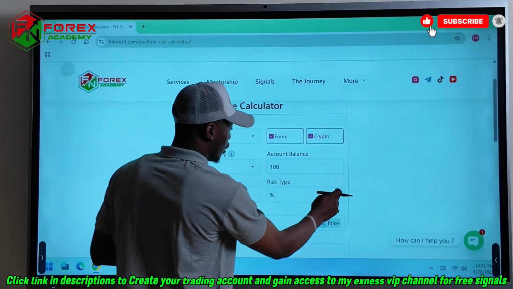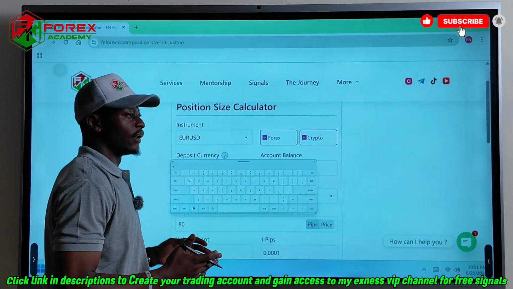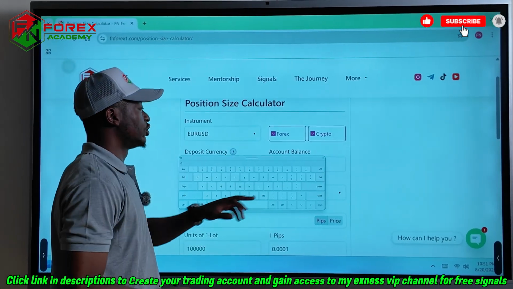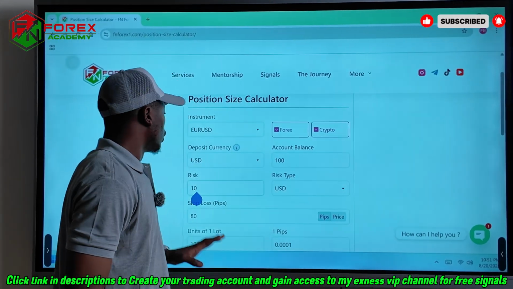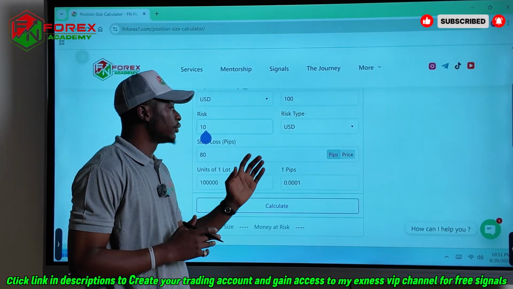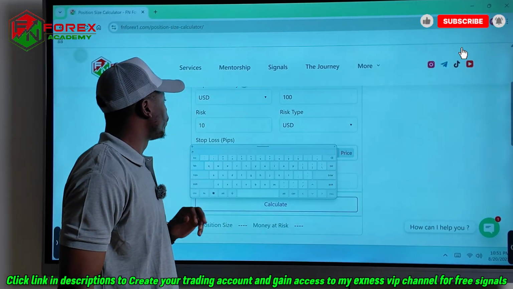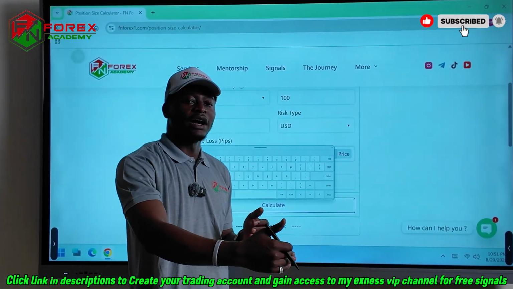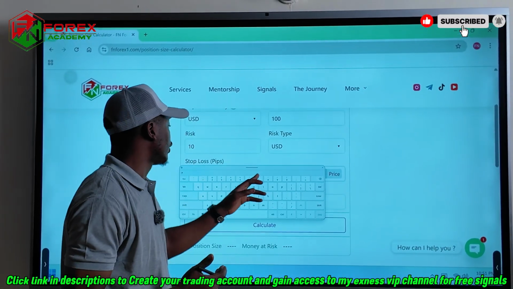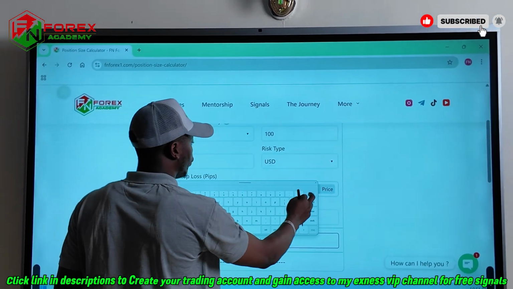Or if I want to put it in money, I'll just click here and take USD. On that $100, how much was I risking? $10. I'll just put my $10 there, so now it is in dollars. Now, the most interesting part, which makes this calculator very unique: we have pips and we have price. Right here, you put how many pips your stop loss is. Our stop loss was 20 pips, so I'll just put 20 pips.